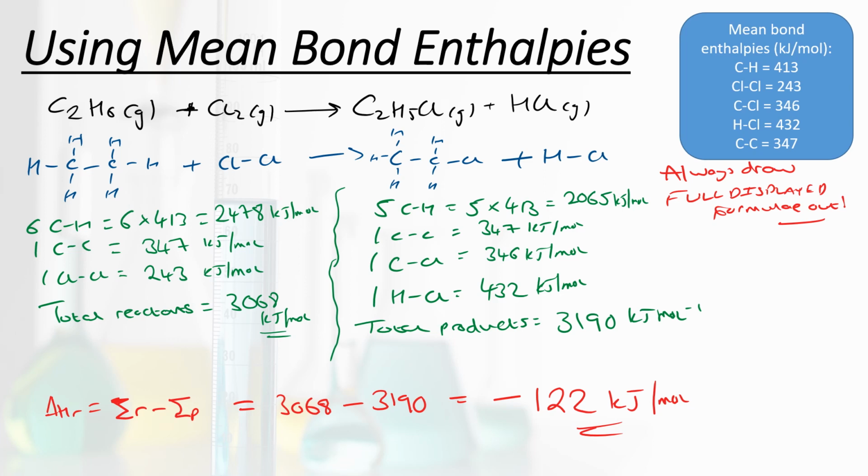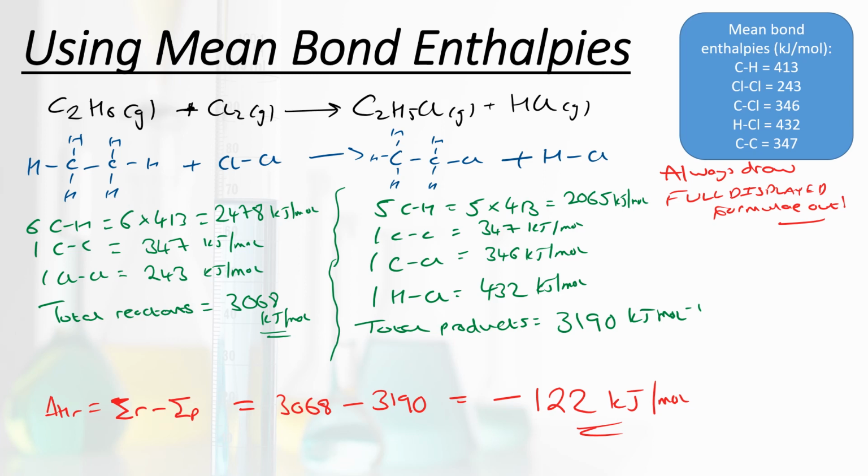Now, I would say the easiest thing to do when you're doing calculations using mean bond enthalpies is to draw out the full displayed formula of every single species that you have in your equation. And the reason we're going to draw out every single bond, remember the full displayed formula means drawing out every bond, is so that we can see which bonds break, and we can also see how many of each bond we have. And so there's 2 ways to go about doing this calculation. The first is you can consider actually only the bonds that break.